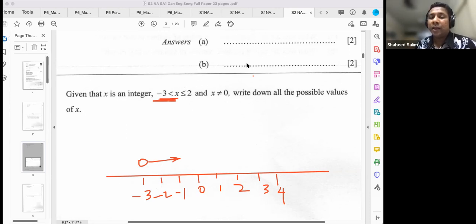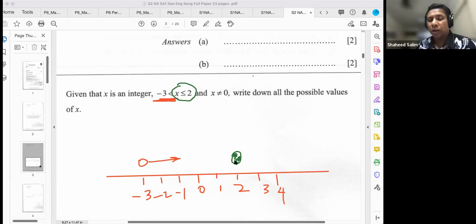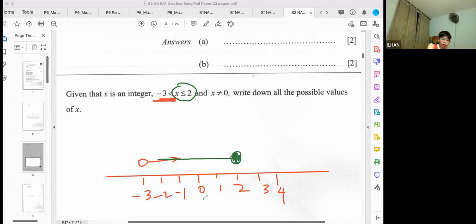What other side? There's also this down here now. x is smaller than or equal to 2. So I draw a circle here. Equal, I shade. Smaller than, do I go to the right or to the left? Left. So that means the right is gone. So that means you join to down here. Now you know what the possible answers are. You tell me what are the possible answers for x. 1, 0, negative 1, negative 2.